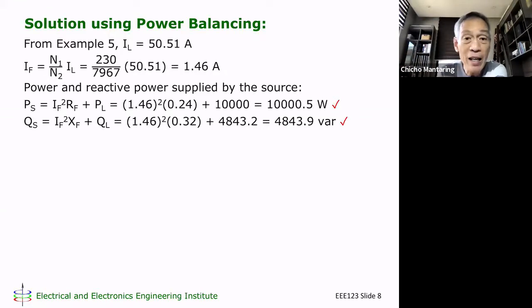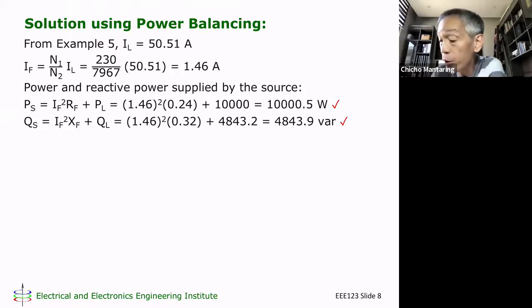Okay, what is the power and reactive power now supplied by the source? Remember that the transformers are ideal. They do not consume any power and reactive power. They only pass this on. So the power and reactive power supplied by the source would be that supplied to the feeder line plus that supplied to the load. And notice now that that is going to be 10,000.5 watts and 4843.9 var. So significantly reduced from that of example 5.